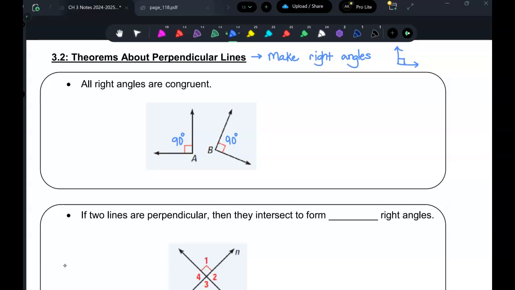Do they both have the same measure? Yes. Like if I have 126 and 126, they're congruent. So if it's a right angle and a right angle, we could say angle A is congruent to angle B.